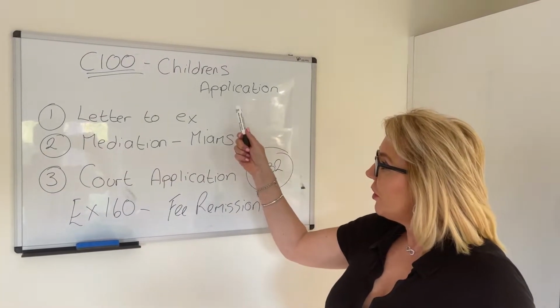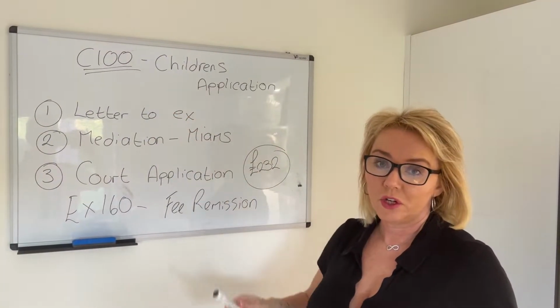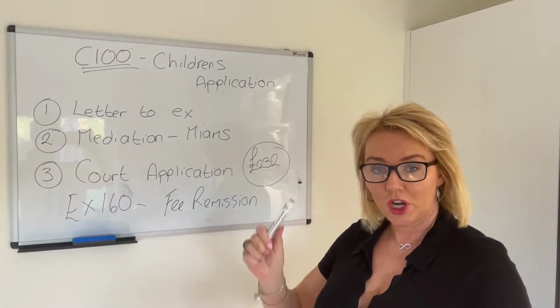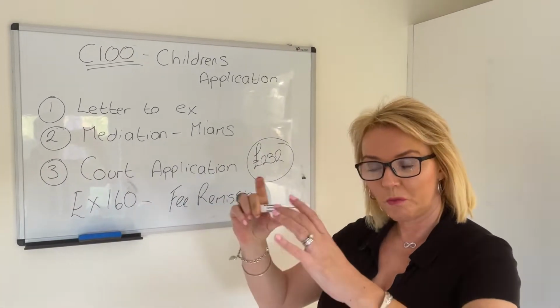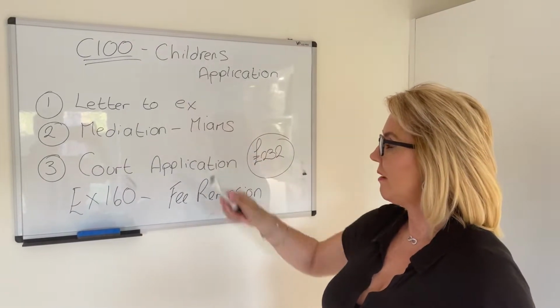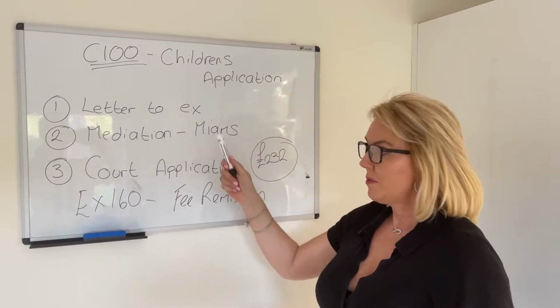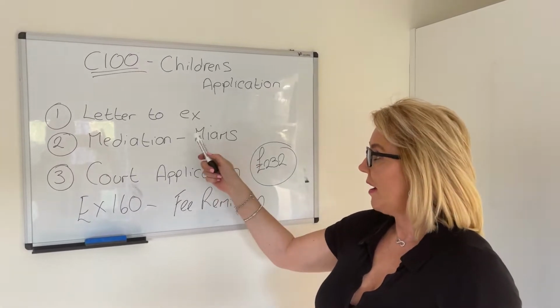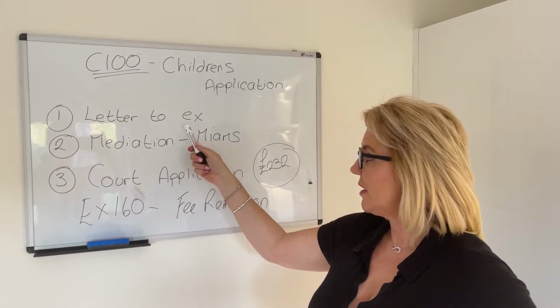So the form that you're going to use is the C100. Now I've done a previous YouTube video on this showing you how to complete the C100 and what each of the sections means in that form, but that's just a reminder there. The steps are the same as the financial application that I did previously in the YouTube video.